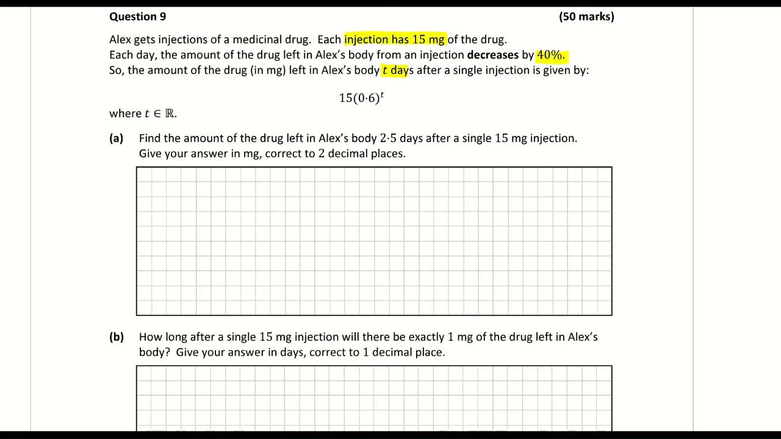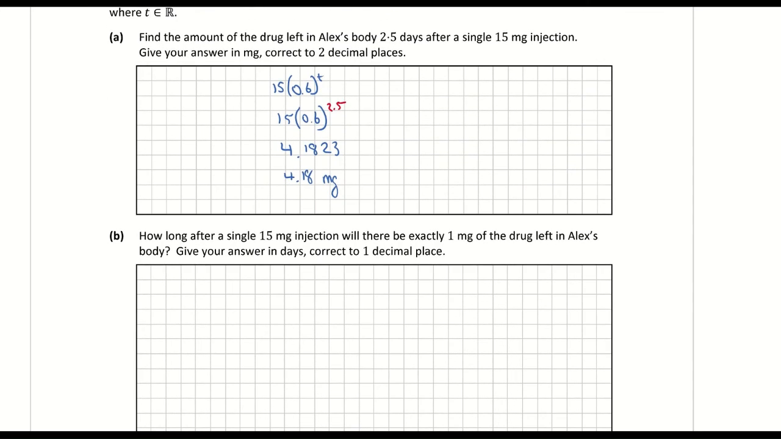So looking at part A here, they're basically just getting us to sub 2.5 in for t, because it's 2.5 days. So I'm just taking my function, 15 multiplied by 0.6 to the power of t, and I'm subbing in 2.5 for t. And when I work that out in my calculator, I'm getting 4.1823, and it wants it to 2 decimal points, so that's 4.18 milligrams. Moving down to part B now.